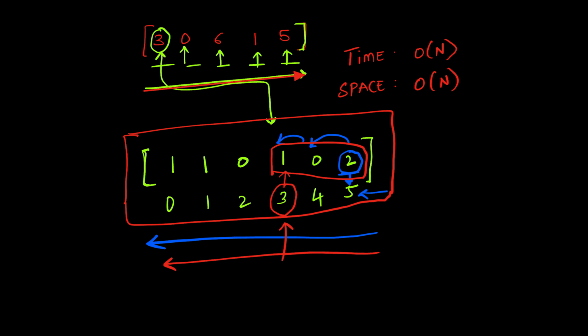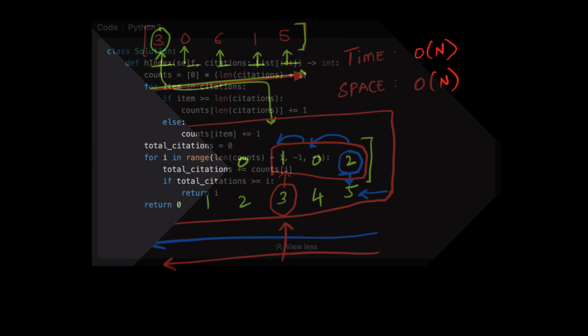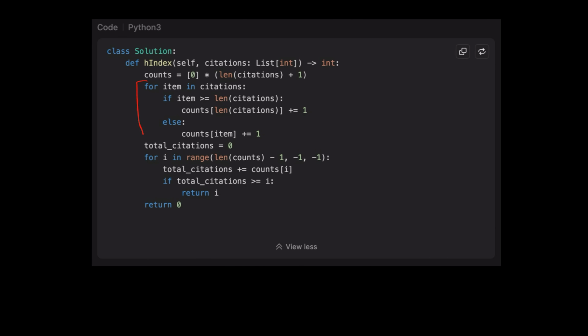Let me show you how we can implement this solution using Python. In the main method, I start by running a for loop to start bucketing all of the citations based on the value into this counts array. And as we discussed earlier during the dry run, if the value of the citation is greater than the length of the array, we'll include its count in the last element. For example, if the citation value is 6 and we have a total of 5 elements, 6 will be included in 5. So any citation that is greater than or equal to 5 will be counted in the 5 entry.